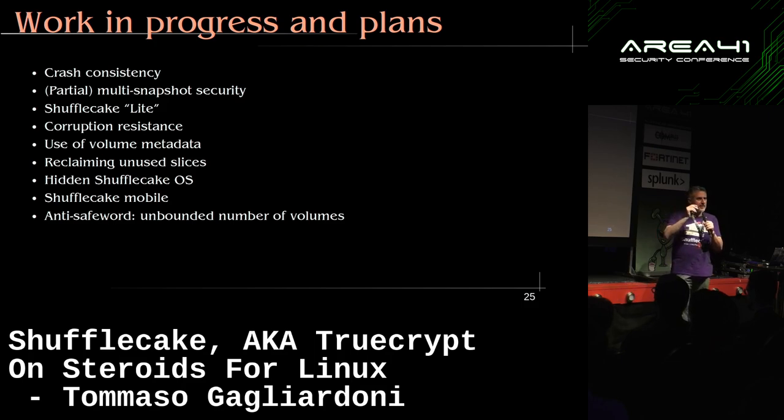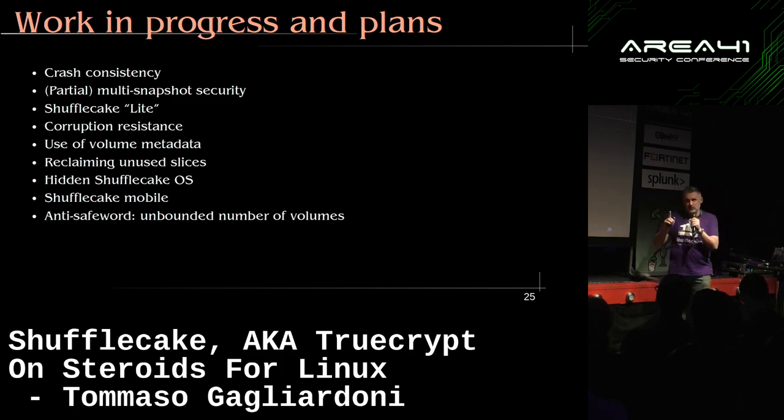Because if the crash happens between writing encrypted data and writing the IV for decrypting, when you reboot you have a ciphertext and an initialization vector that is not the right one, so you get undecryptable blocks of data on your laptop. The reason why we want this feature of re-randomization of ciphertext is that we have plans in the future to add a way of Shufflecake working with multi-snapshot security, at least in a partial way.